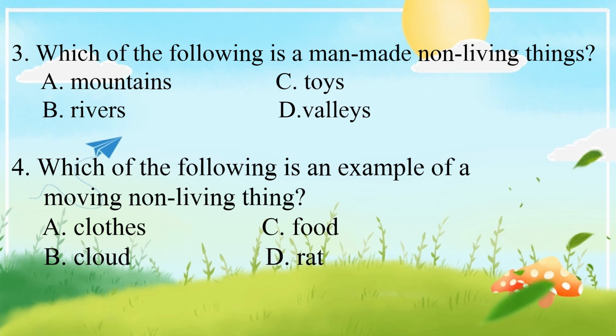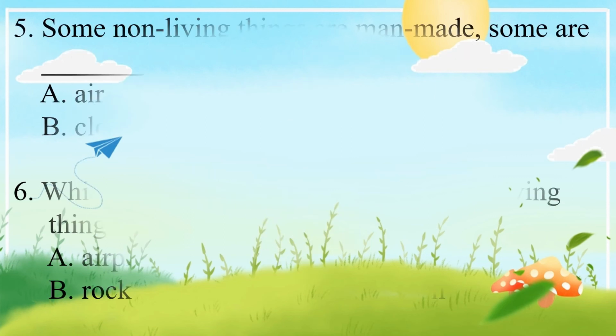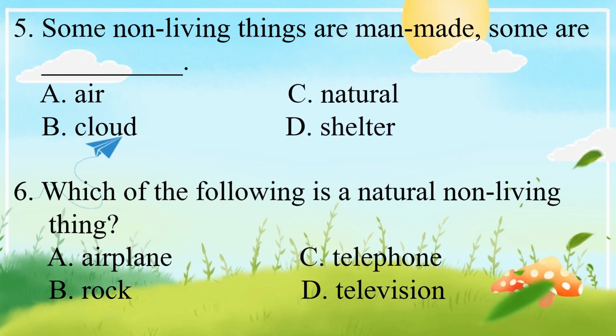Number 4. Which of the following is an example of a moving non-living thing? A. Clothes. B. Cloud. C. Food. D. Rat. Number 5. Some non-living things are man-made. Some are blank. A. Air. B. Cloud. C. Natural. D. Shelter.